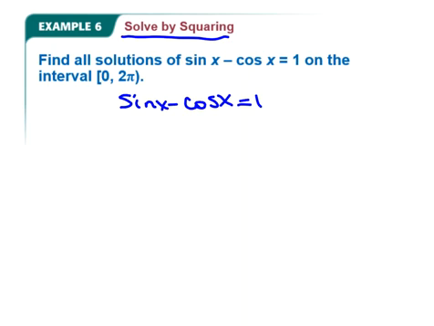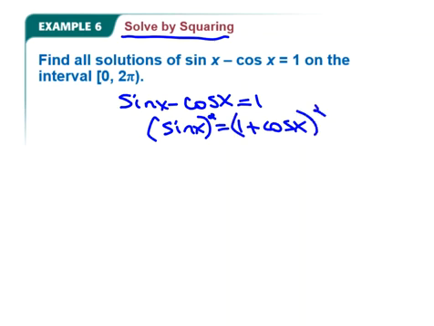Now, I could square all of this right now, but it would drive me crazy because I'd have sines times cosine and all that stuff. So what I'm going to do is move cosine x over for right now, and you'll see my method to my madness as I get going. So first I'm going to add cosine to each side.